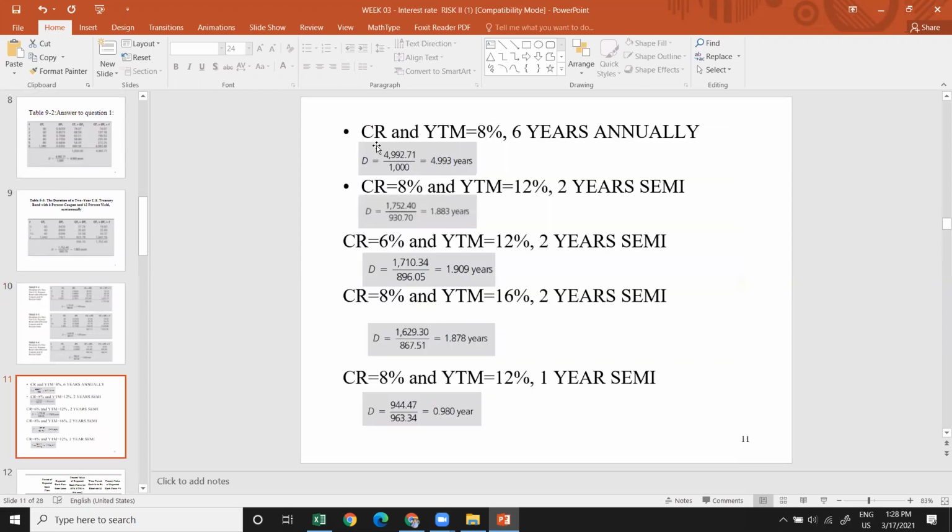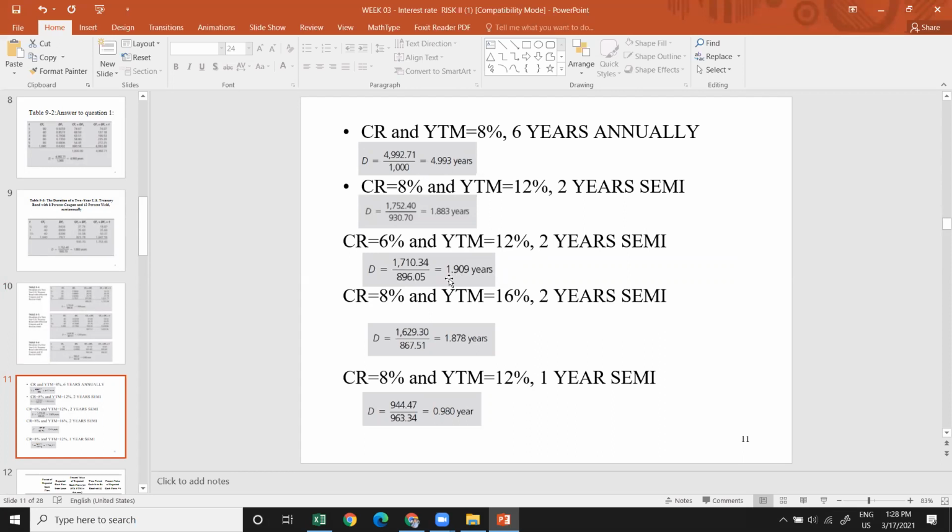So basically, here's the result that we got. Coupon rate and YTM is same, but 6 years annually. Okay, this is my duration. Coupon rate is 8%, YTM is 12%, but 2 years semi-annually. Coupon rate is 1.88. Coupon rate is 6%, YTM is 12%, 2 years semi-annually.